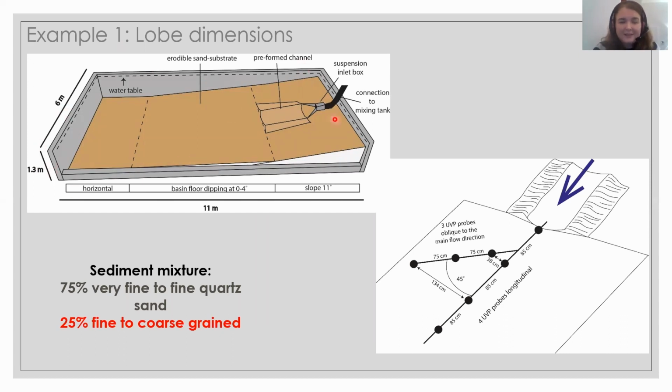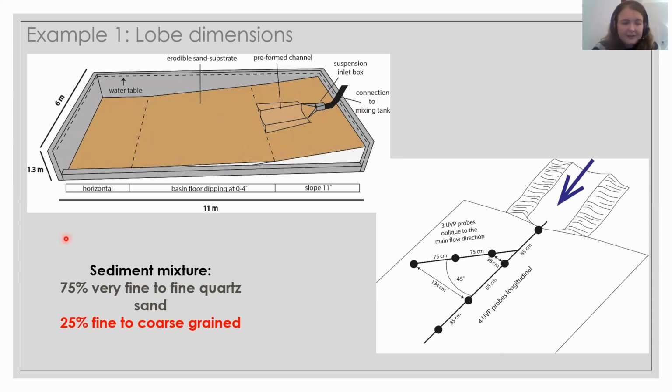What I did, I basically established a pre-topography, a slope that's 11 degrees steep with a variable base and floor. So for my experiments, I changed the angle, and all the sediment was pumped into this inlet and then had to travel through a preformed channel and levee before it could laterally extend.